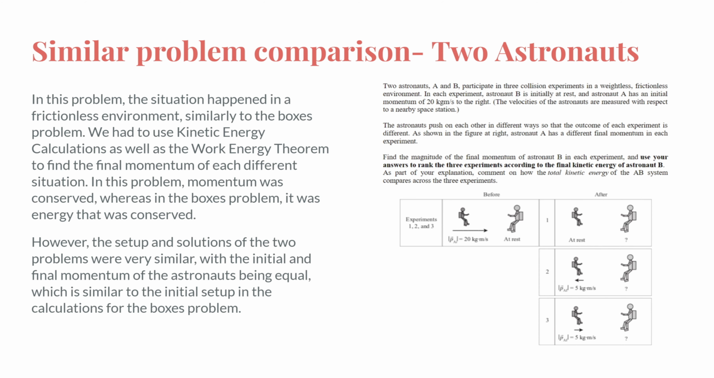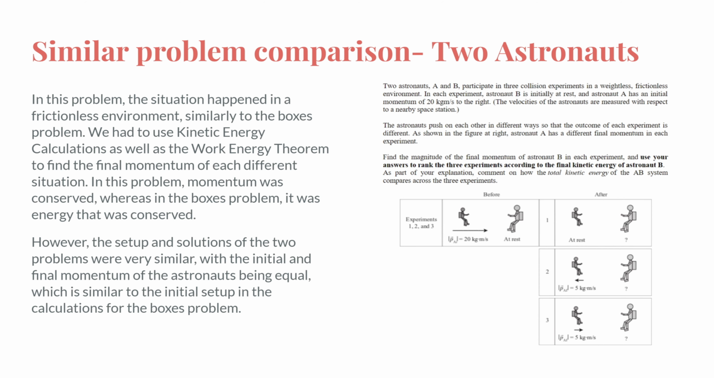The first one, astronaut A is at rest while astronaut B does not have a current velocity. In outcome 2, astronaut A is going backwards at 5 kilograms per meter per second, and we have to find the outcome for astronaut B. In the third outcome, the astronaut A is going towards astronaut B at 5 kilograms per meter per second, while we do not know the outcome of astronaut B.